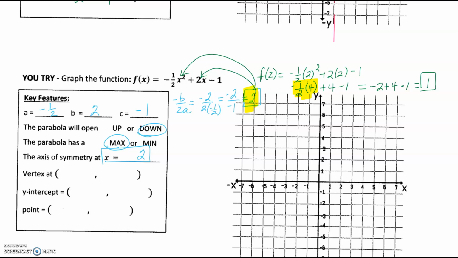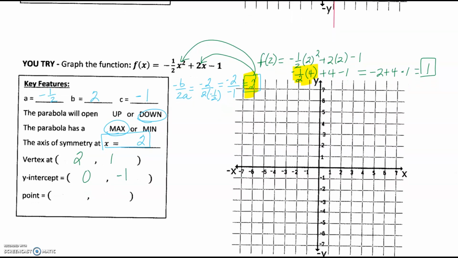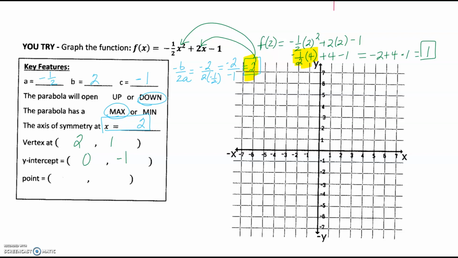Okay. So this is now our vertex. Our axis of symmetry gives the x value, and the y value is 1, which is what we got when we plugged the axis of symmetry into the x value. So the vertex is 2, 1. The y-intercept is always 0, c. C is negative 1. We figure out our last point after we graph this. So we're ready to graph.